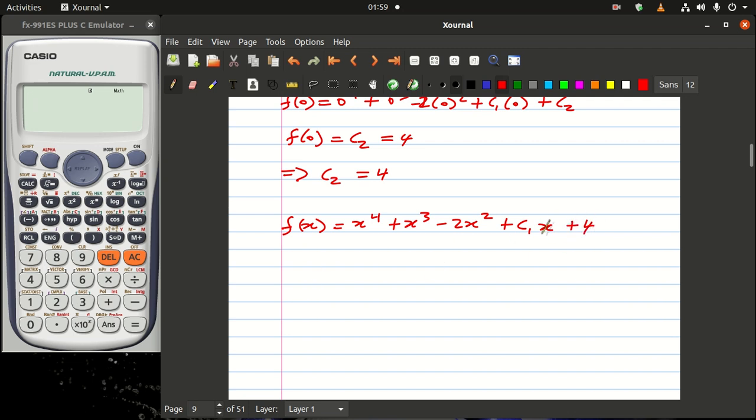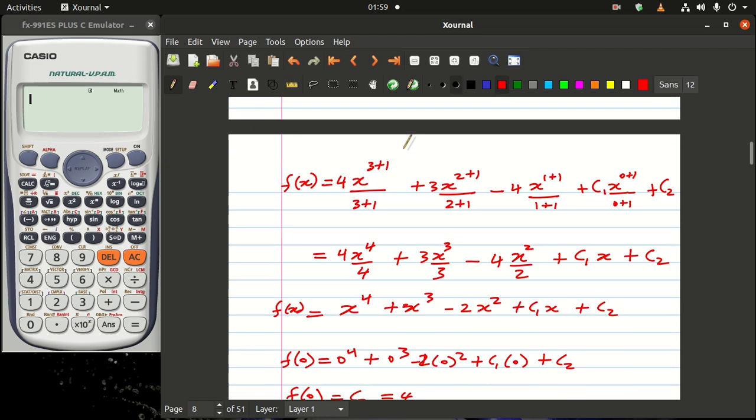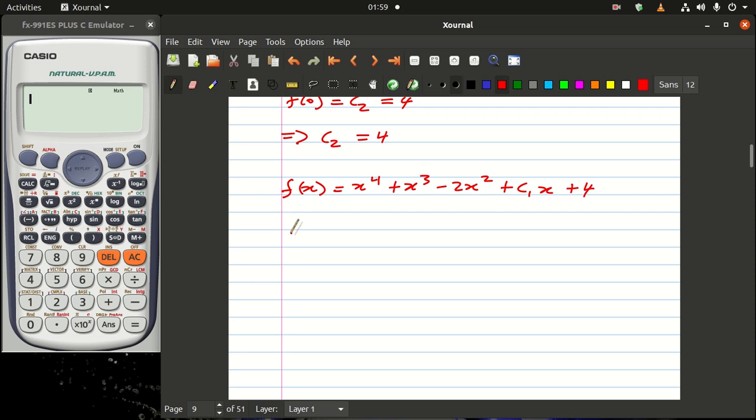That is actually our function, but we also have this constant here. But I have also another condition here. f of 1 is equal to 1. So here I just need to plug in 1. If I'm plugging in a 1 here, I'll get 1 to the power 4 plus 1 to the power 3 minus 2 times 1 to the power 2 plus c1 times 1, and then we have plus 4. And of course you can see here 1 to the power 4 is just 1. 1 to the power 3 is just 1. 1 to the power 2 is just 1 times 2, so we have a 2 there. Plus c1 times 1 is going to be c1, and then plus 4.